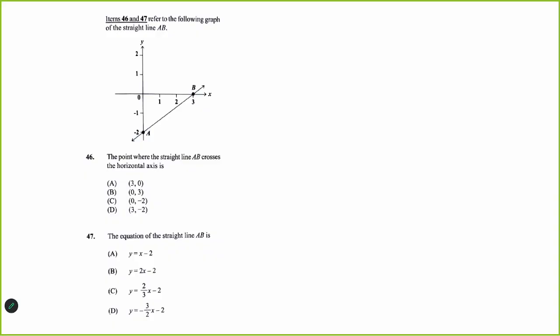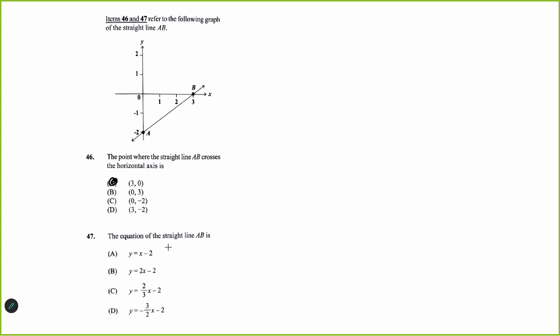46, 47 refers to the following graphs of the straight line AB. The point where AB crosses the horizontal line, the horizontal line is your x-axis, right? And on your x-axis, y is equals to 0, and it crosses there at 3. So when y is 0, x is 3, so you'll get 3, 0, which is E.